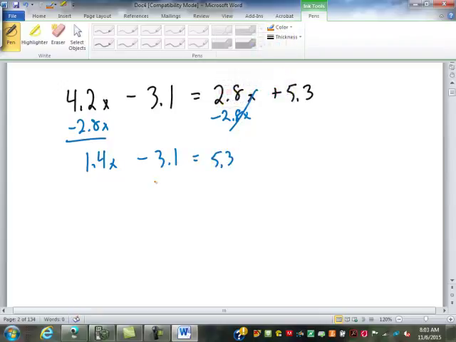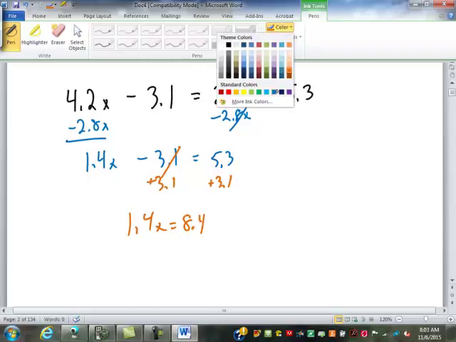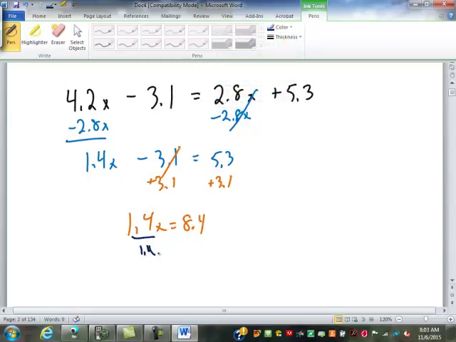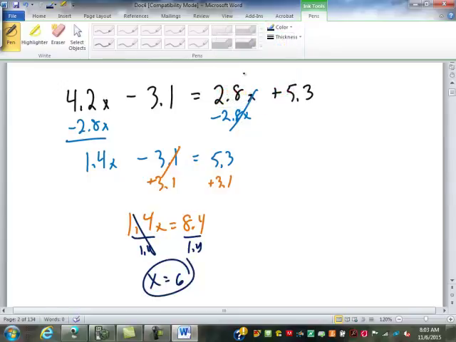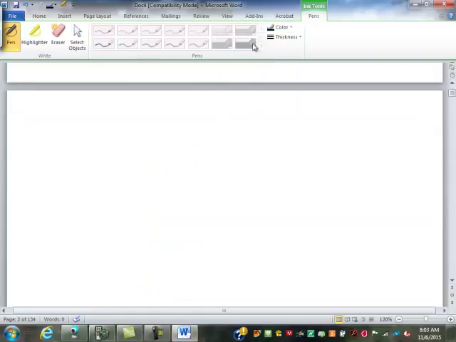And then add 3.1. 1.4x equals 8.4. Divided by 1.4. X equals 6. Good stuff? Good. We'll get there soon enough.